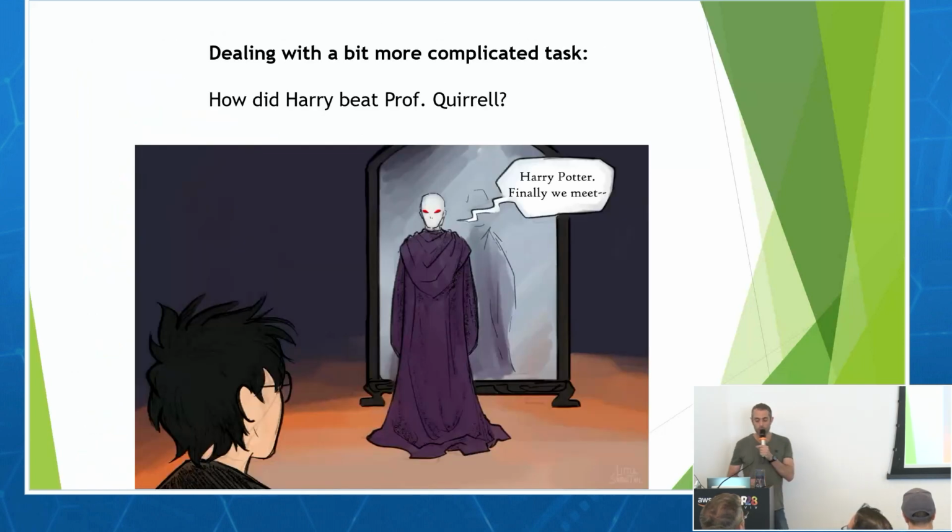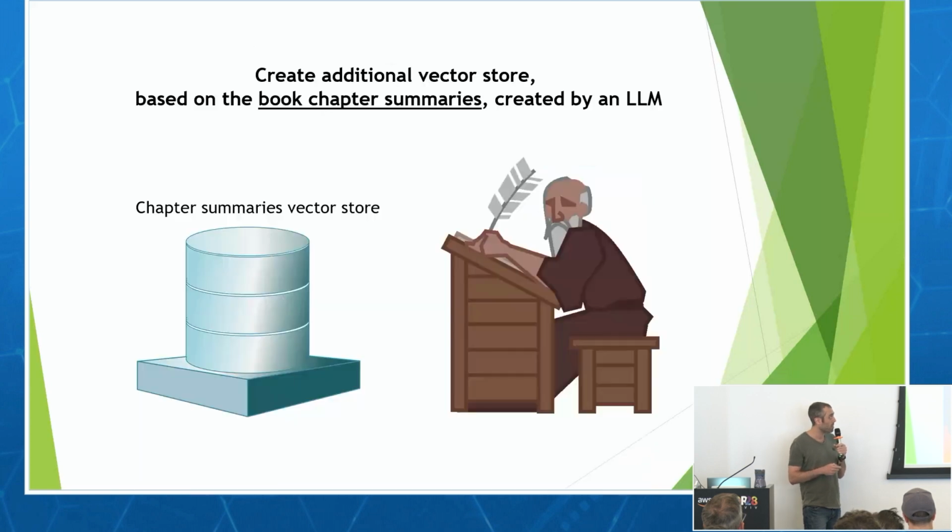But what happens if we want to deal with a little bit more complicated questions, such as, in our case, in Harry Potter, how did Harry beat Professor Quirrell? In the first book of Harry Potter, there is not a sentence that says, Harry beat Professor Quirrell by doing this and this and this. For this, we have to think about how we're going to construct our data differently. We can create the book chapter summaries also using an LLM that may contain some keynotes and summaries of the chapters, where it's more probable to find the solution for such a question.